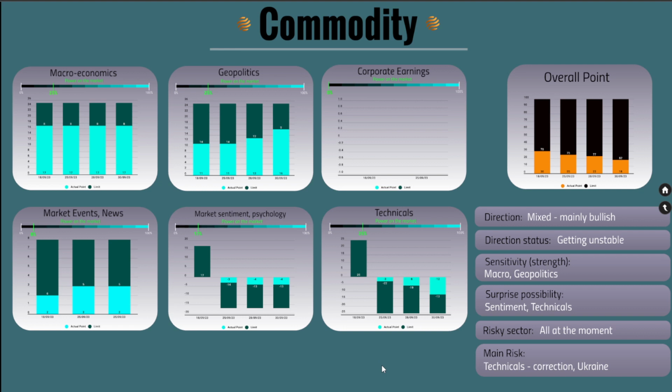Technically, I consider every single commodity sector a very risky sector, because of the possible turnarounds or corrections. But this could change very quickly, especially if the stock market continues to go down, because obviously safe havens are supposed to start moving to the upside a little bit. And the main risk on the commodity market is technicals, and the possibility of corrections, as I mentioned.